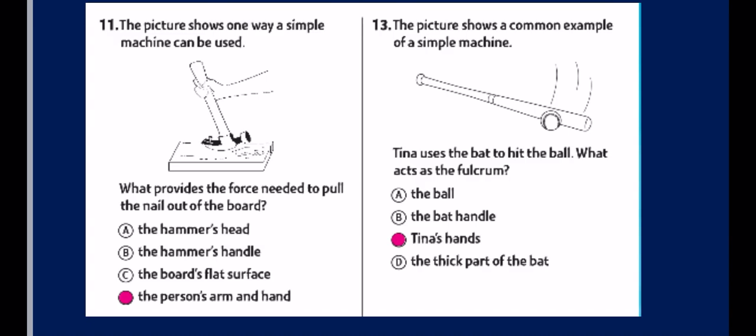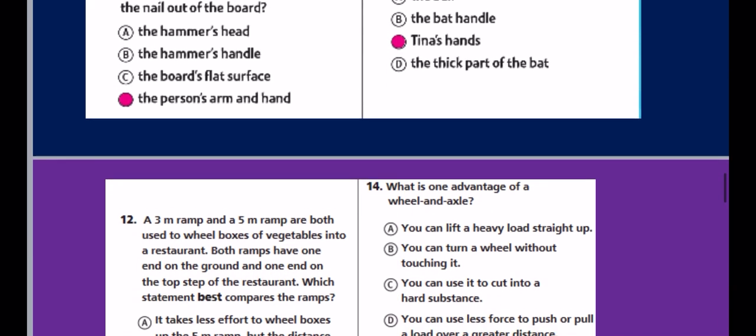And this bat, when Tina uses the bat to hit the ball, what acts as the fulcrum? It's Tina's hand. Remember the example about the fork? When you use the fork to pull up your food, you use your finger as a fulcrum. It's just the same. But here you are using a bat, and your hand is the fixed point that helps you to hit a ball. Excellent, excellent. Let's see what's next.